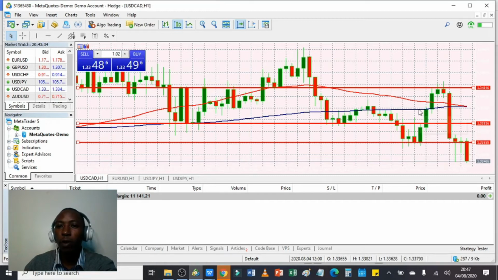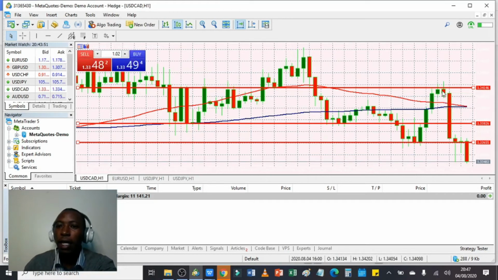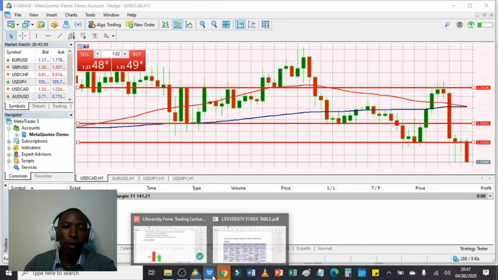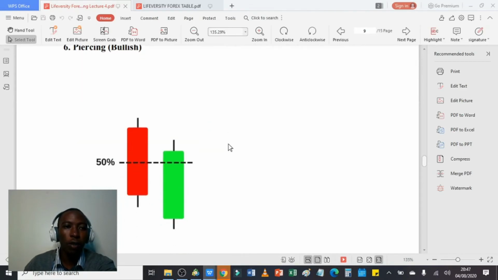As you can see, immediately the bullish engulfing formed, the price kept going higher and even went ahead and broke this blue line, the 100-hour moving average. The price went ahead and broke the 50-hour moving average before hitting this point of resistance, 1.34146, and then it has been dropping since then, indicating that it is now a bearish trend.